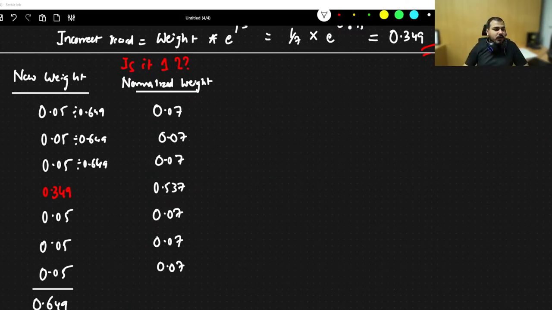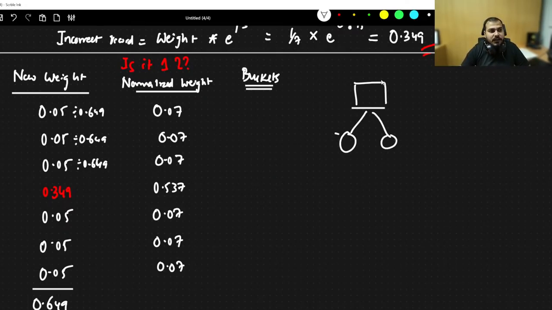Here we are going to divide by all this 0.649. Now this is my normalized weight. After you get a normalized weight, we will try to create something called buckets. Because one decision tree we have already created, which is a stump. And from this particular stump you are going to get an output. Then in the sequential model, we will combine another model over here.